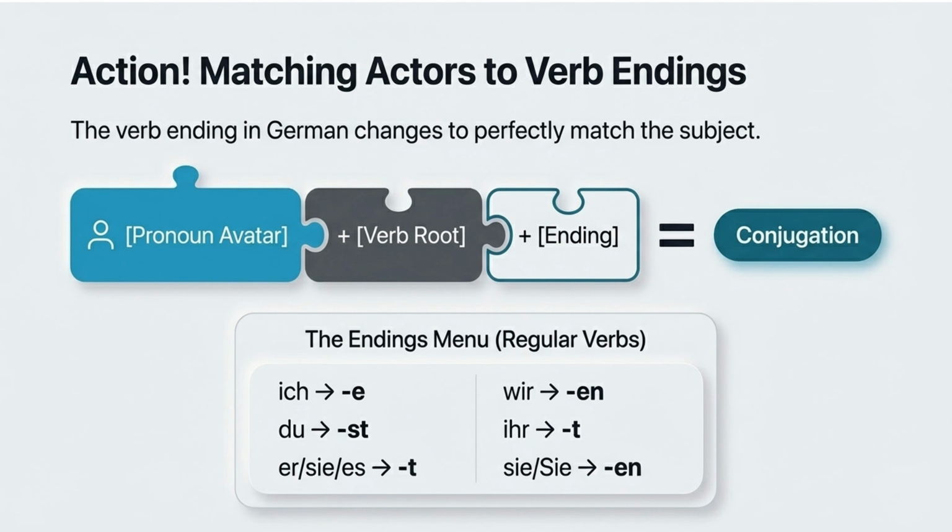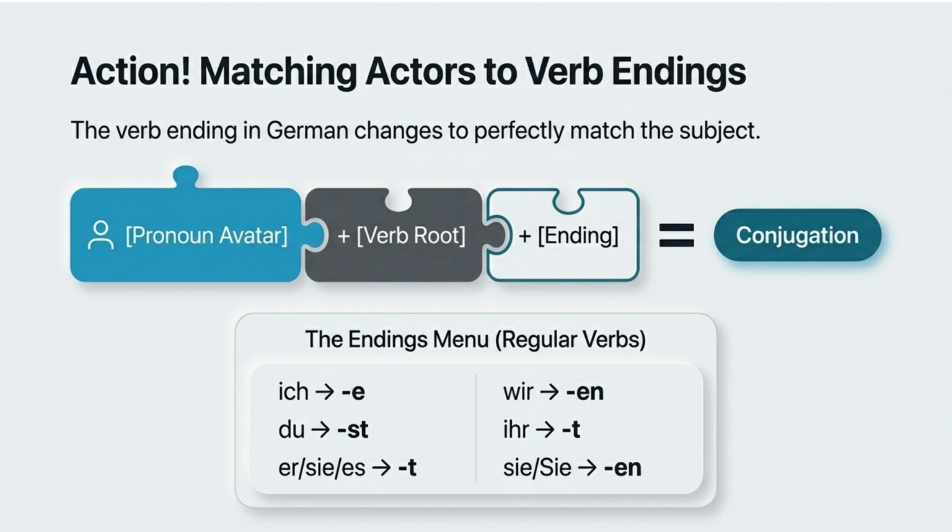Let's see how these pronoun actors work with verbs. In German, the pronoun and the verb must match perfectly, just like puzzle pieces. This process is called conjugation. The formula is simple. Pronoun plus verb root plus ending results in the correct verb form. For regular verbs, here are the endings. Ich ends in e. For example, ich mache. Du ends with st. Example, du magst.